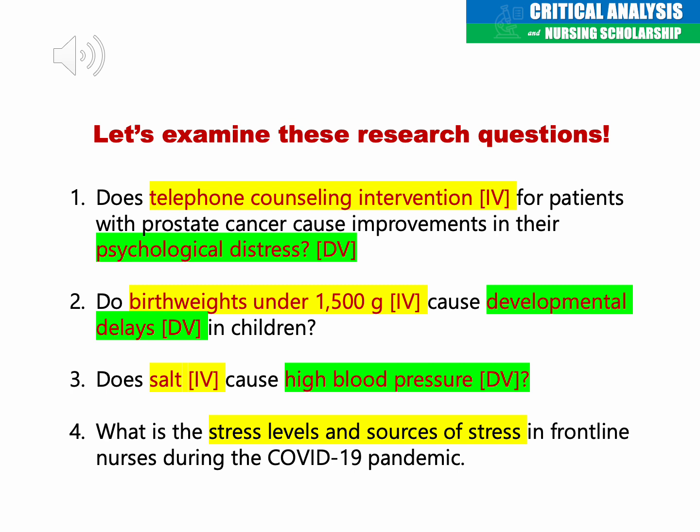How about number 4? What are the stress levels and sources of stress in frontline nurses during the COVID-19 pandemic? The answer is non-experimental design. And here, it doesn't involve any manipulation of the variables. There's no control group in here, and certainly there's no randomization. Hence it is non-experimental research design.